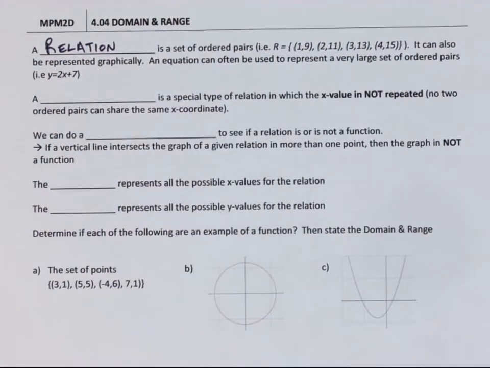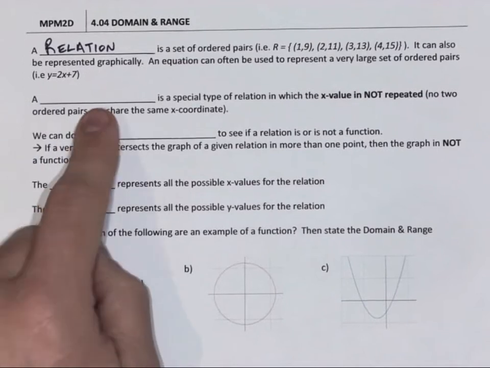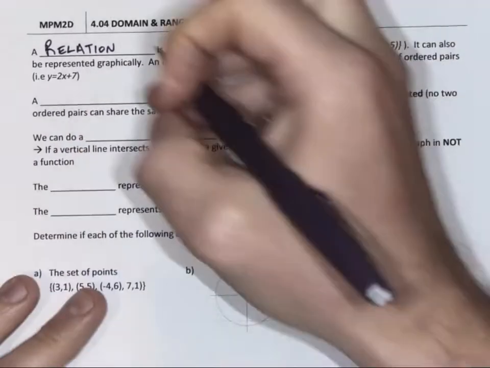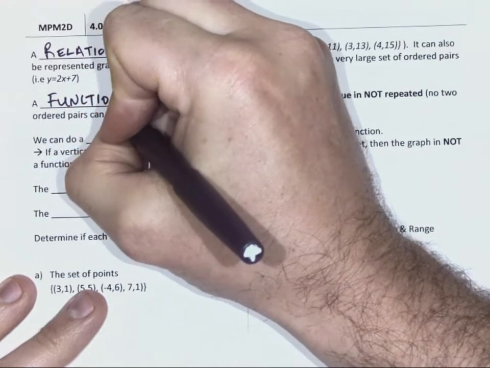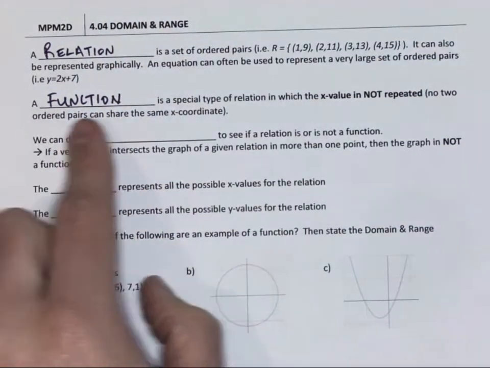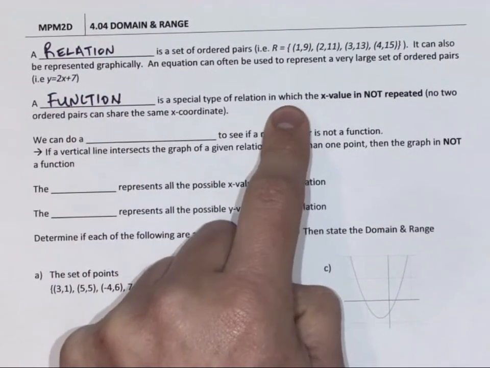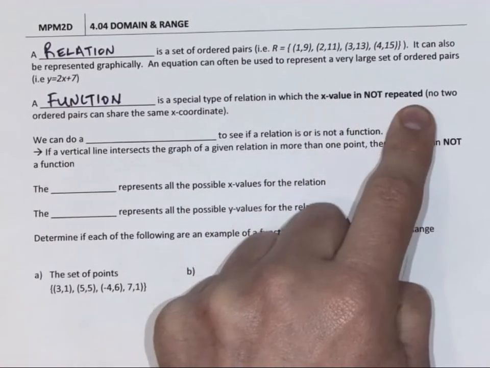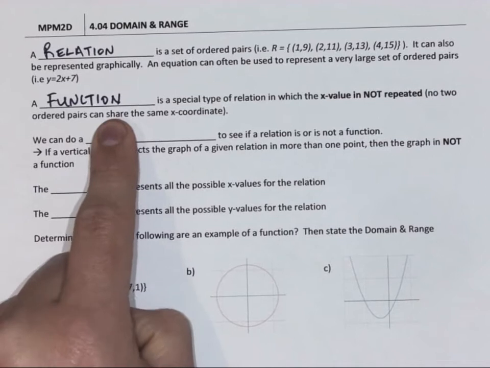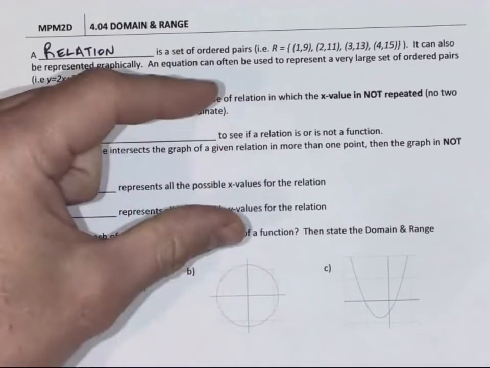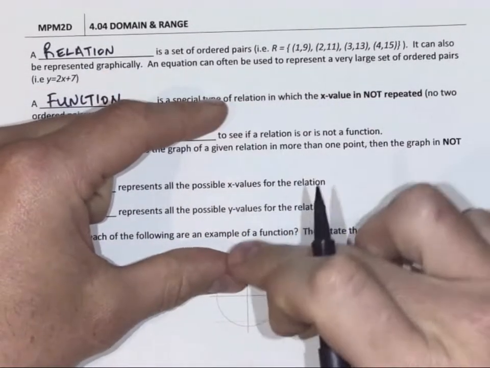Now, a function is a special type of relation in which the x value is not repeated, which means no two ordered pairs can share the same x coordinate. There's no two points that are above one another.